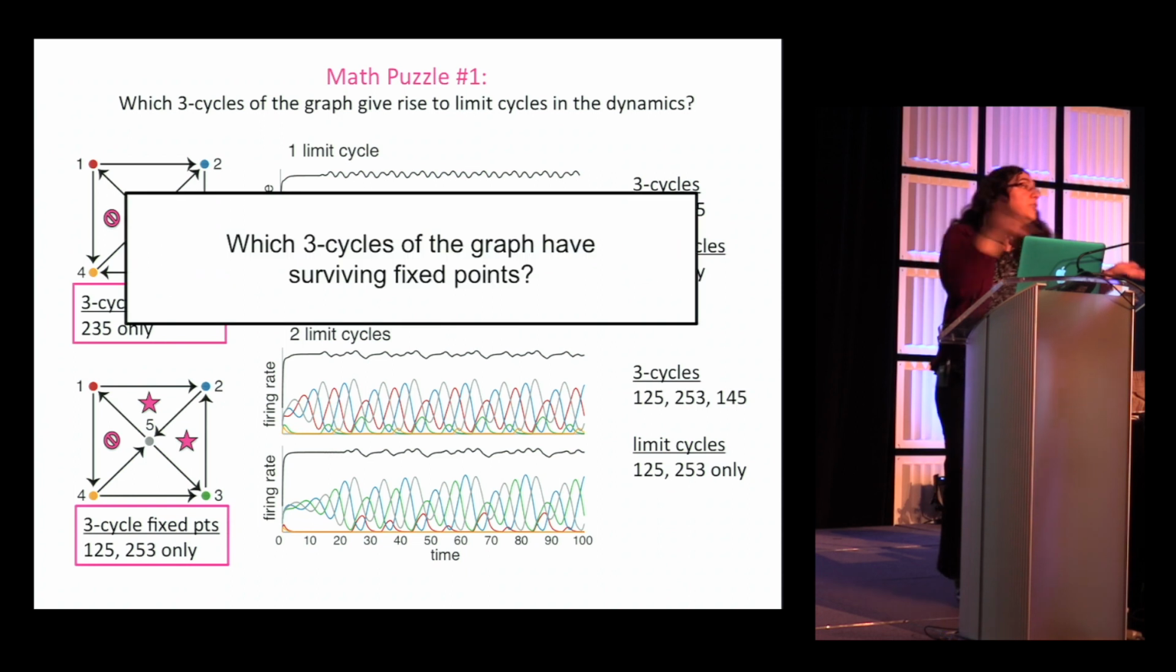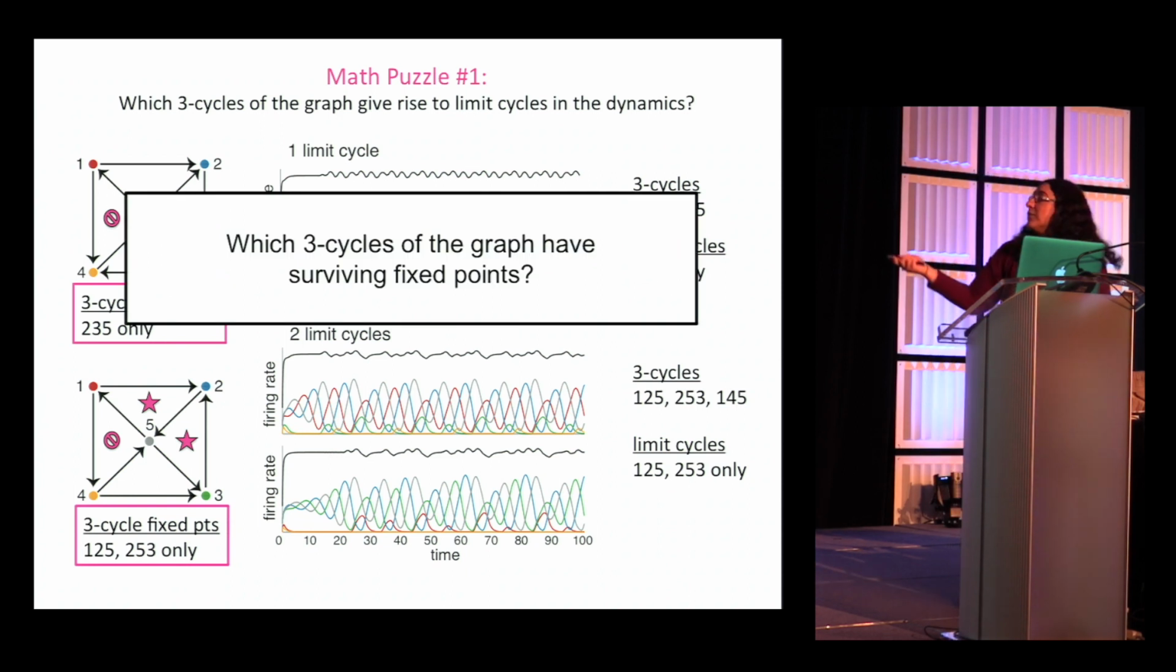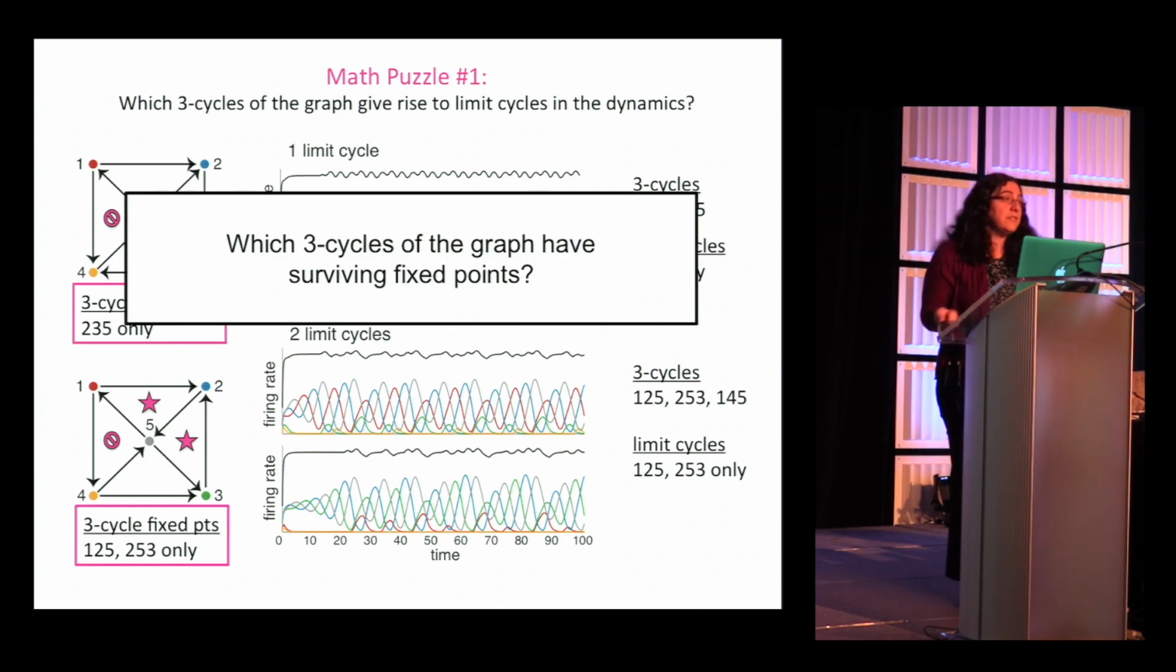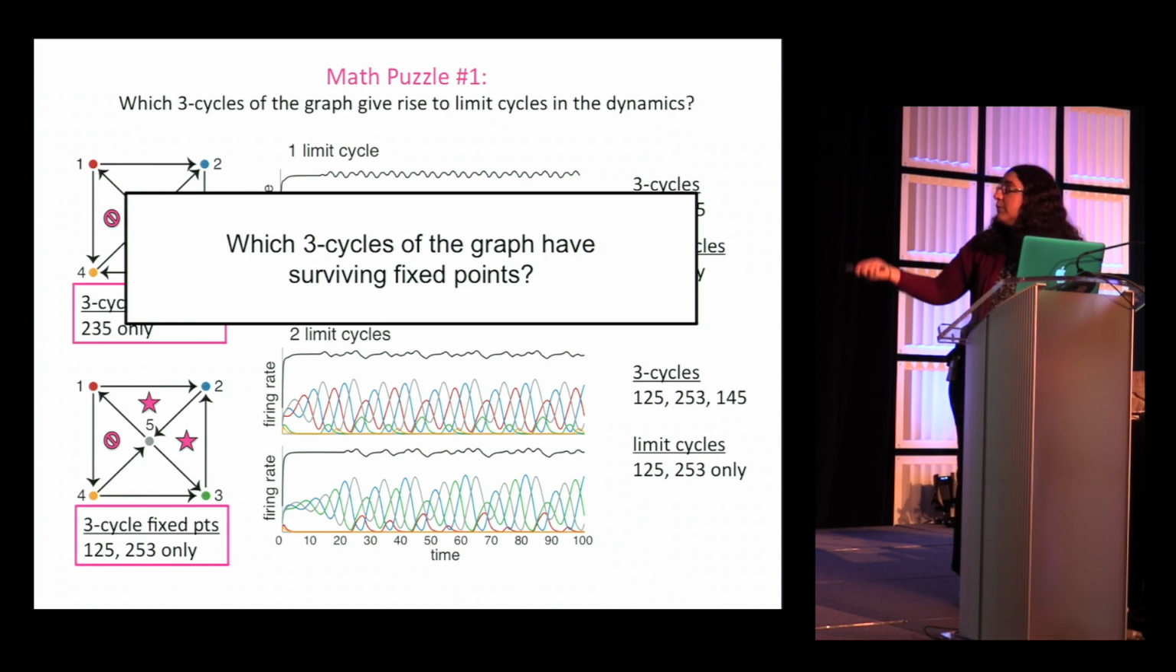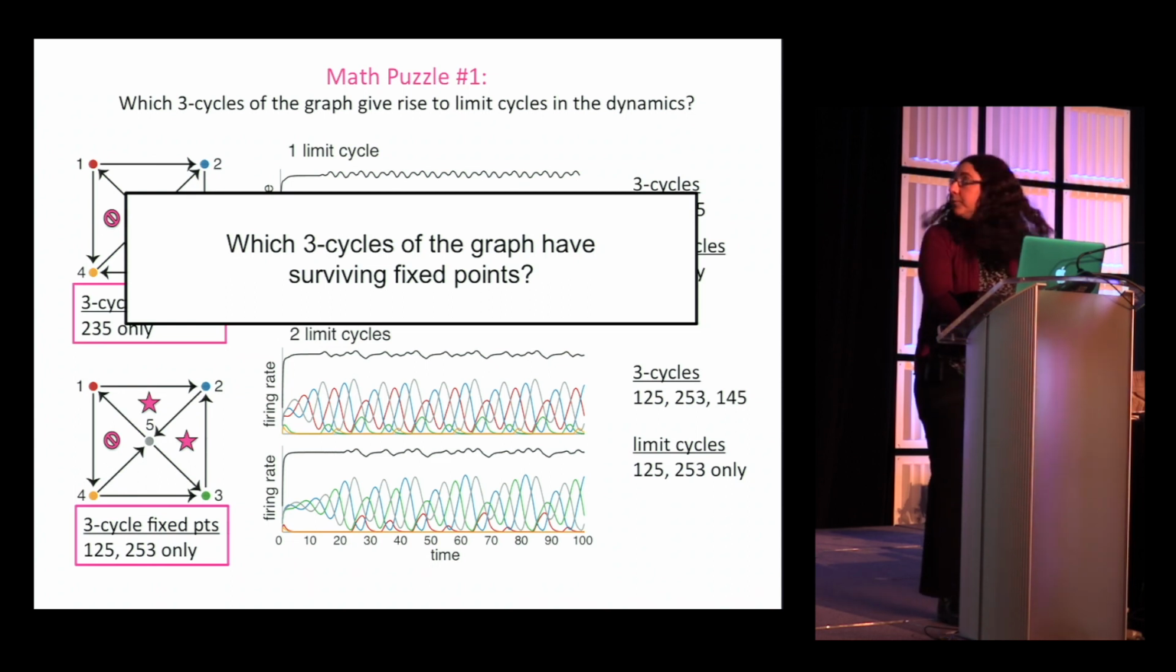Of course, now I'm just moving the question. So now the question is, which 3 cycles have surviving fixed points? I still want to understand this from the graph. I don't want to have to compute the fixed points. I want to look at the structure of the graph and be able to predict that answer.